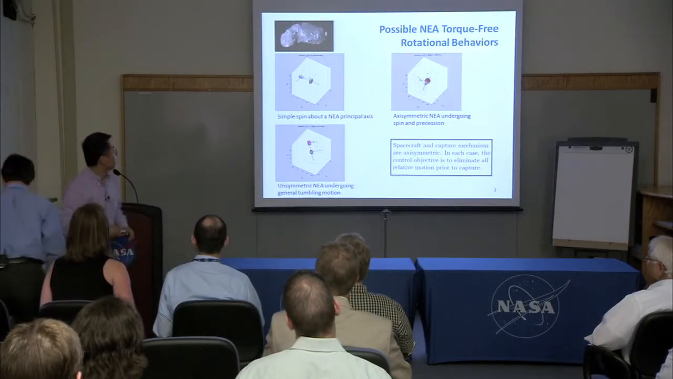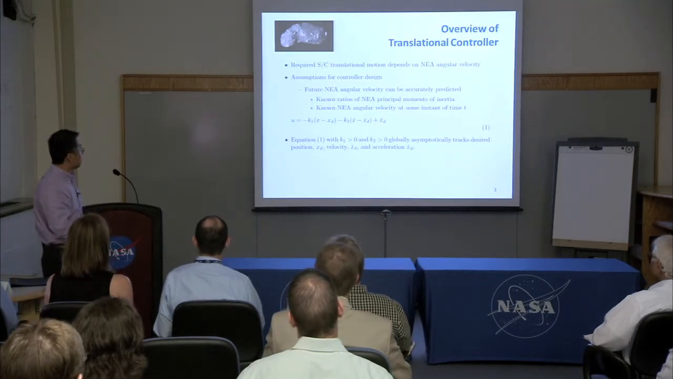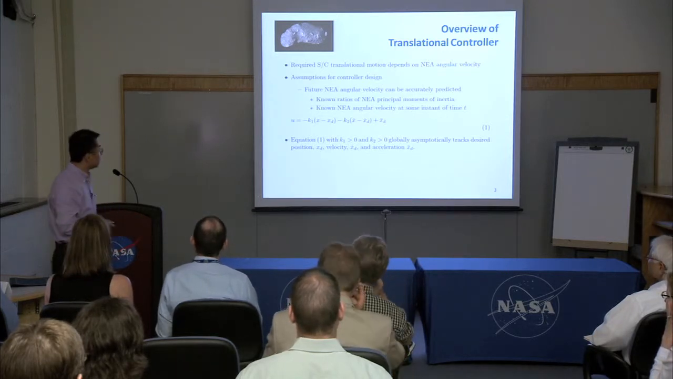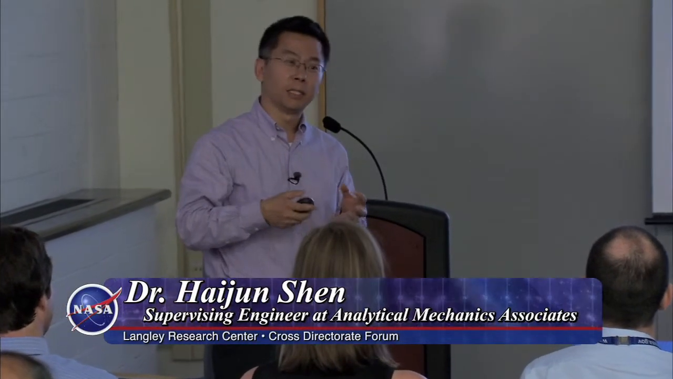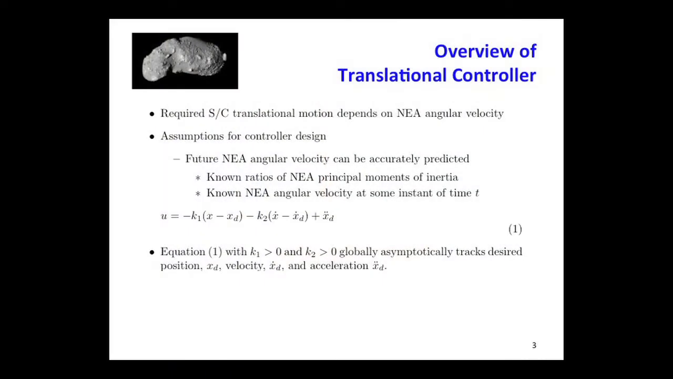Thanks, Carlos. So, like Carlos said, I'm going to show 3 controllers that we have developed and used in our baseline study. The first one is the translational controller. As you can see from the video, our concept is the spacecraft approaches the asteroid along a line of descent that is fixed in the asteroid. And the motion of that line of descent depends on the asteroid angular velocities and attitude.